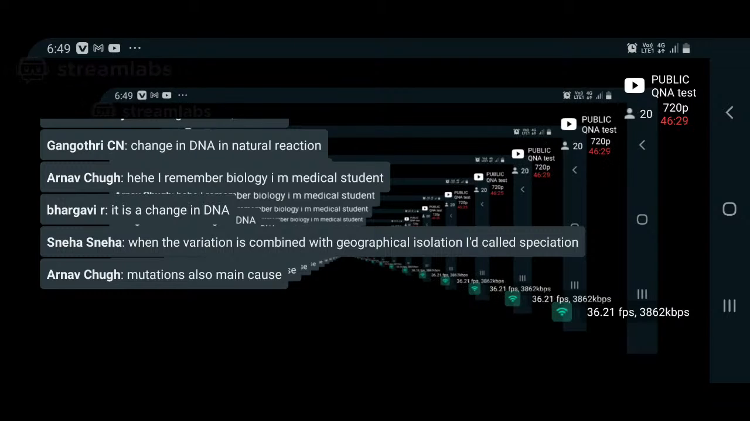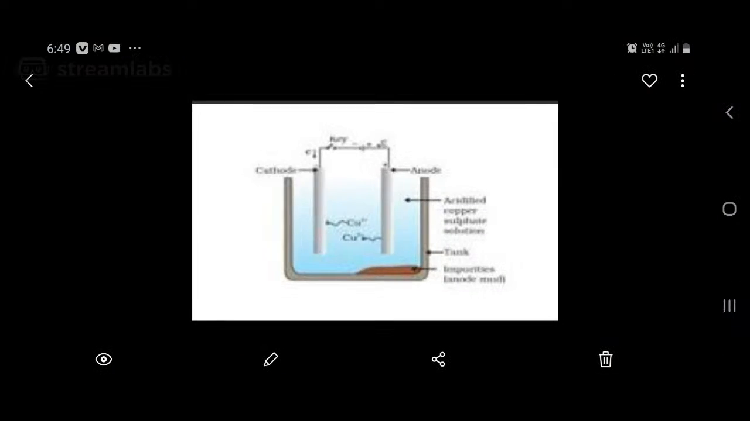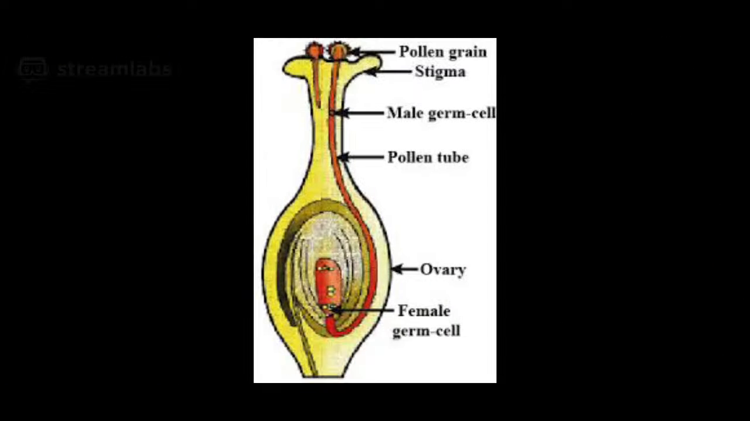Okay, now all of you answered. Very nice. Now I'm going to share the screen. Look at the diagram. Okay, there's an image showing the germination of pollen on stigma. Germination of pollen on stigma.